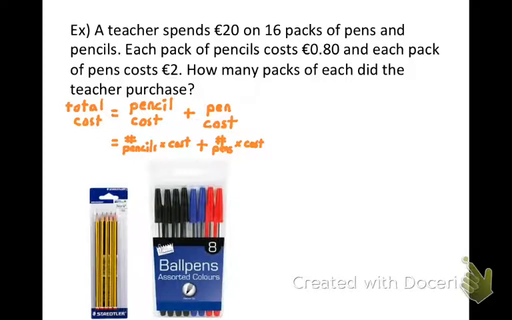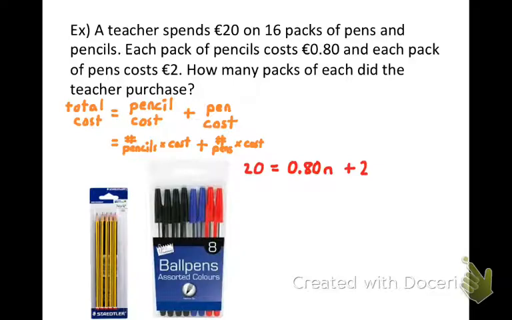All right, we know the total cost is 20 euro. That's already taken care of. Now, as far as the pencil cost, we don't know how many pencils there were, but we know that each cost 80 cents. So what we can do is say that we have 80 cents times the number of pencils, and we can just say that N represents the number of pencils. Now, this next part is why I called this a trickier problem than the rest. We know that we're going to add the cost of the pens to that, and we know that each pack of pens costs €2. And we also don't know how many pens we have.